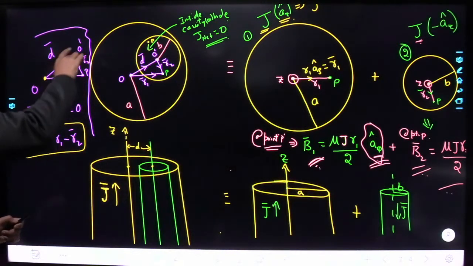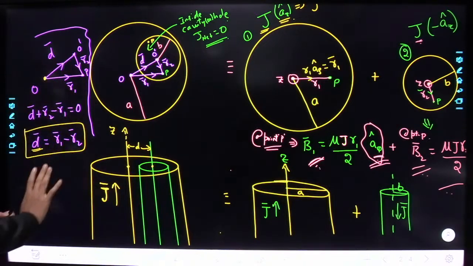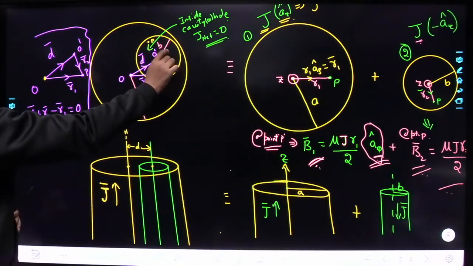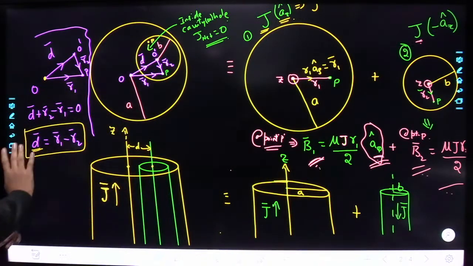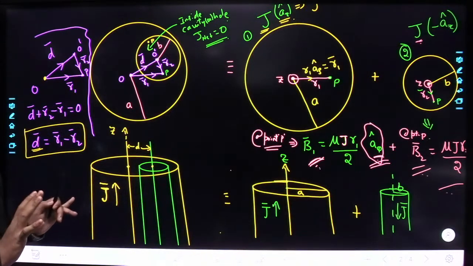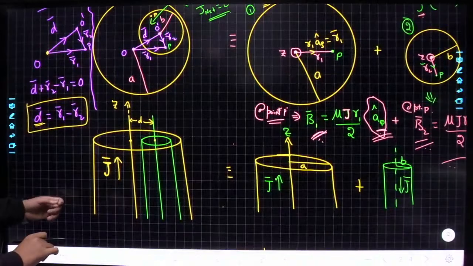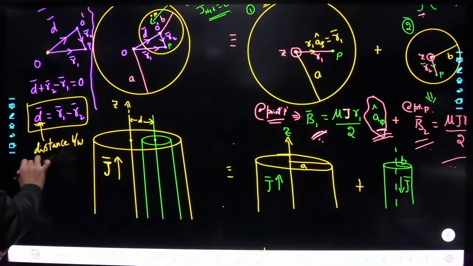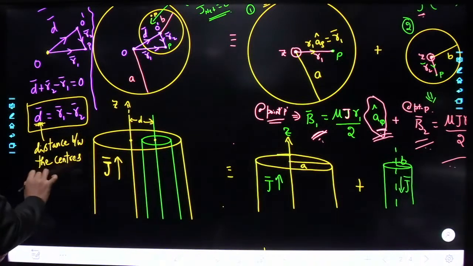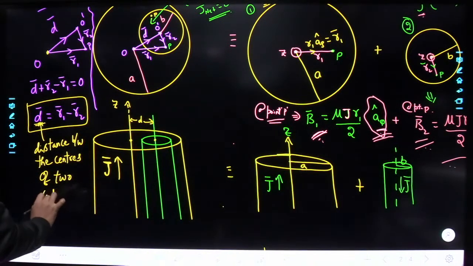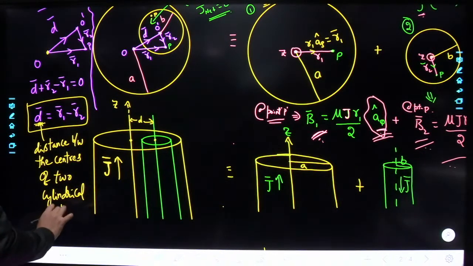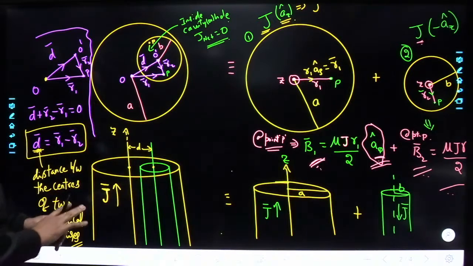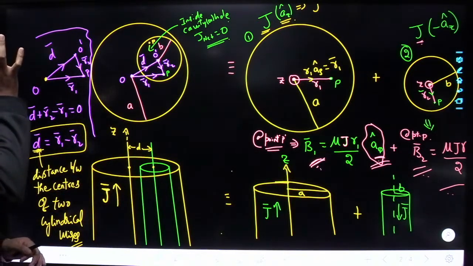Understood? So if you consider that the vectorial sum around any closed path is equal to 0, and apply this concept, then whatever point you take inside this cavity, you are going to get D bar is equal to R1 bar minus R2 bar. Where this D bar is nothing but the distance between the centers of the two cylindrical voids. So whatever point you take inside the cavity, always you are going to get R1 bar minus R2 bar is equal to D bar.